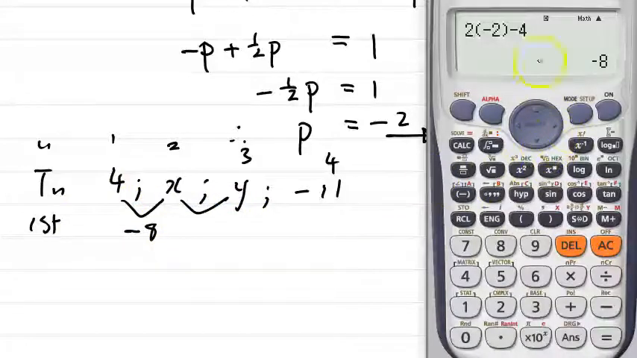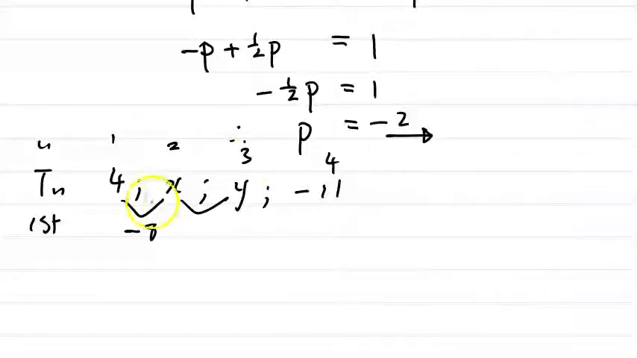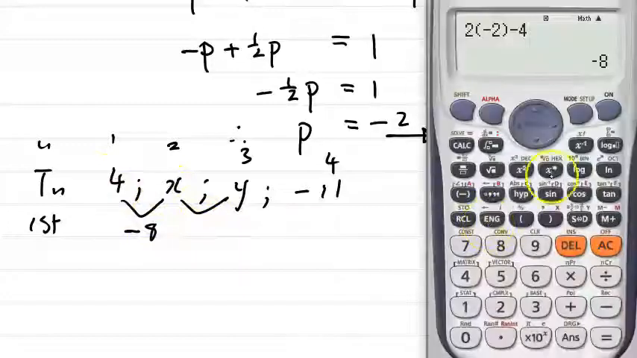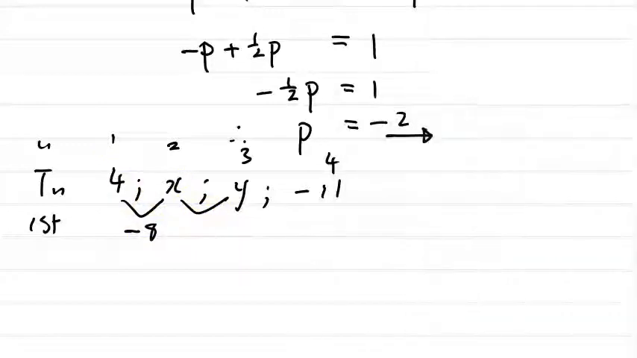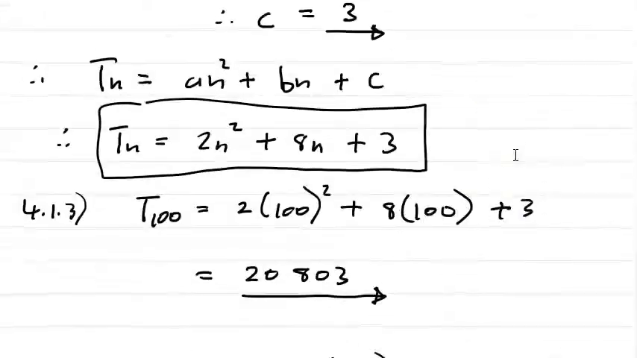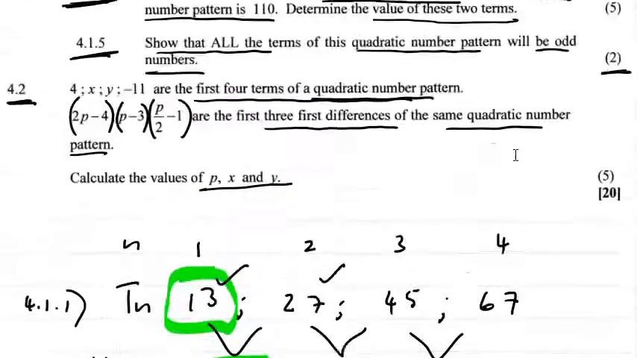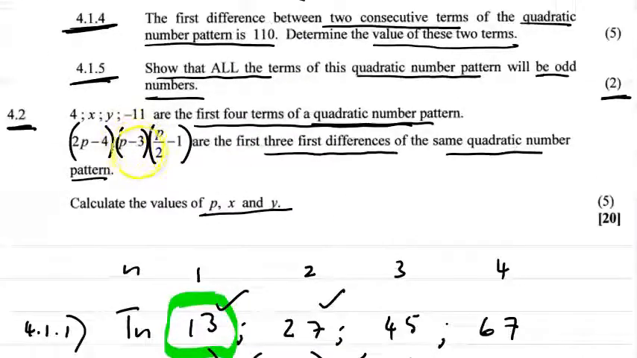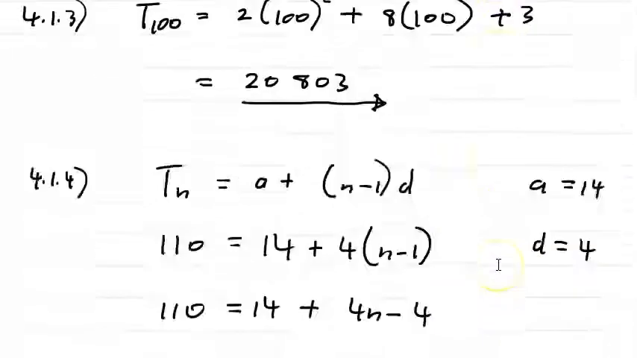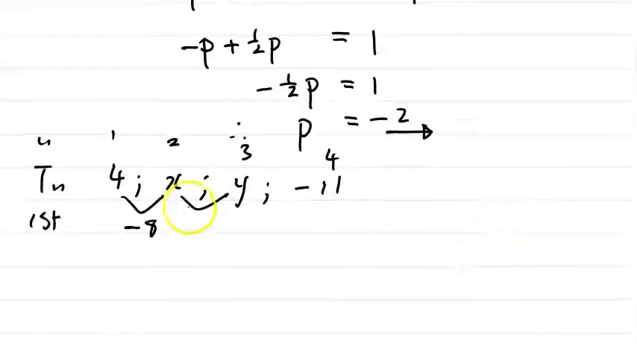As you can see, we now got 2 times minus 2 minus 4. So if we have to now look at it, we got 4 minus 8. 4 minus 8 will equal minus 4. So the value of x is 4 minus 8, which is minus 4. So what we are now looking at is basically getting the second term of the first difference. The second term of the first difference is p minus 3, which is minus 2 minus 3, which is minus 5.